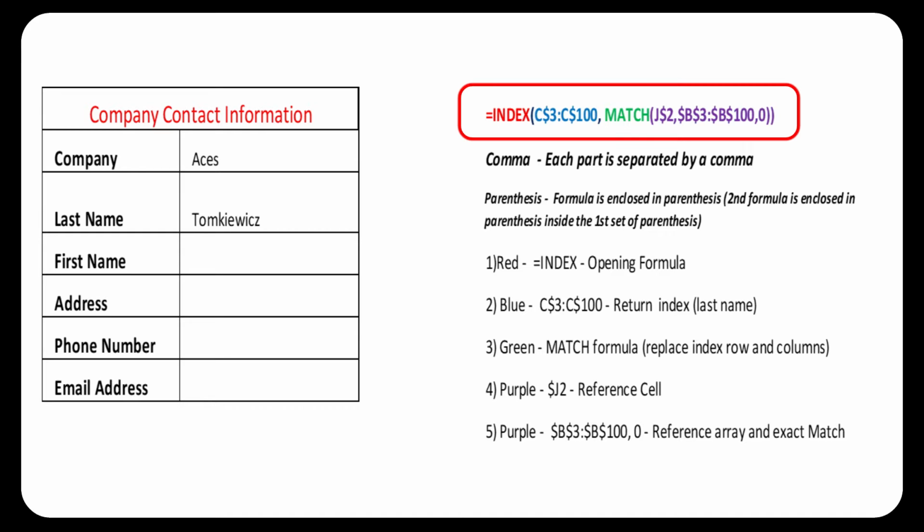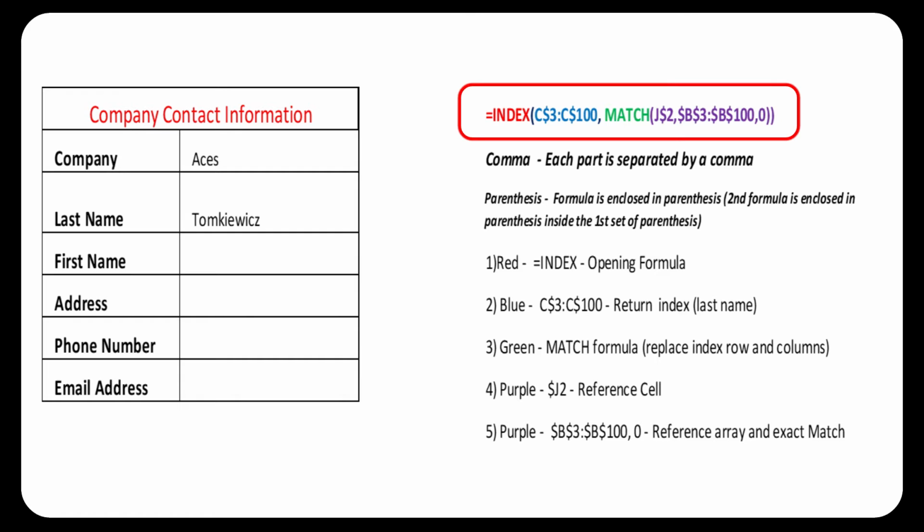Okay, so moving into the formula, the red represents the index and is the opening of our formula. Number 2 is blue, represents the return index of the last name. That last name being found in the array of C3 to C100. Number 3 is the green and introduces the match formula. Now this will replace the cell rows and columns in the index. So instead of telling the index to go to row 6 in column 3, we're telling it to reference the match.